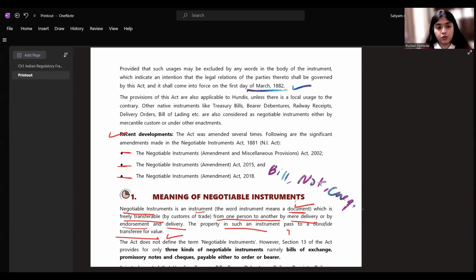R was supposed to pay some amount, R was going to pay some amount to A.